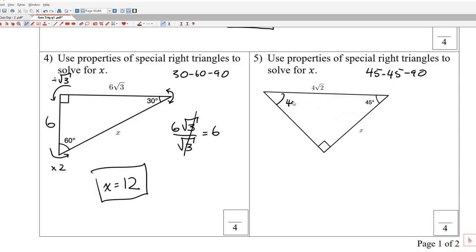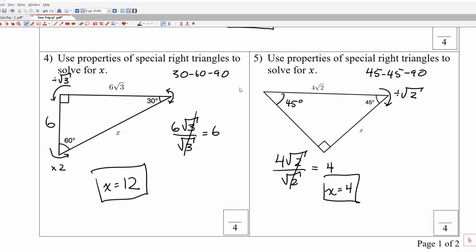And the trick with 45, 45, 90s, to move from the hypotenuse to the leg, you divide by the square root of 2. So I have 4 square root of 2, and I divide by the square root of 2, and hey, those 2 cancel out, and I'm left with 4, which means our answer, x, is just 4.